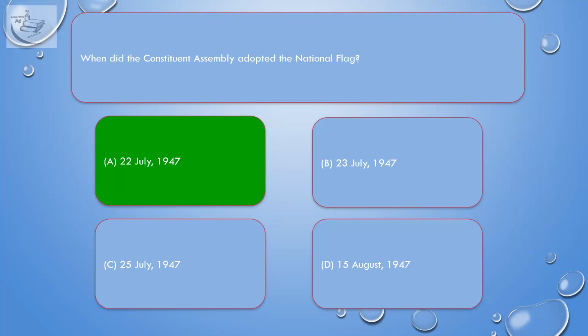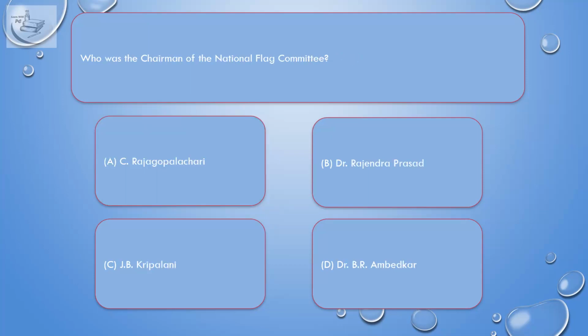Correct answer is A. the 22nd of July 1947. Question: who was the chairman of the National Flag Committee? A. C. Rajagopalachari. B. Dr. Rajendra Prasad. C. J. B. Kripalani. D. Dr. B. R. Ambedkar.